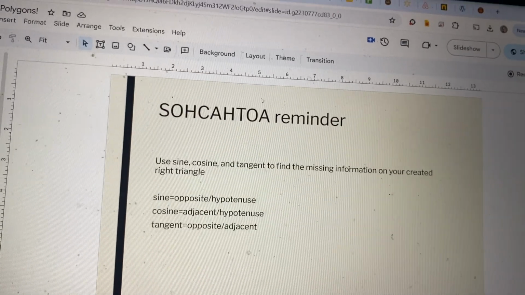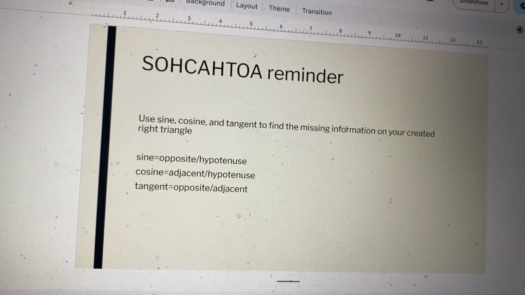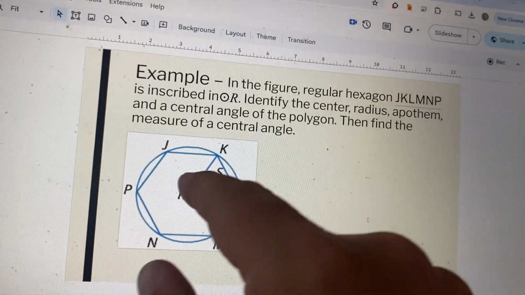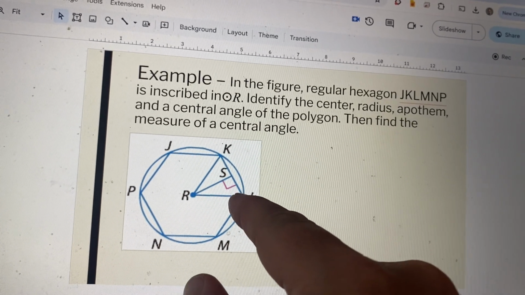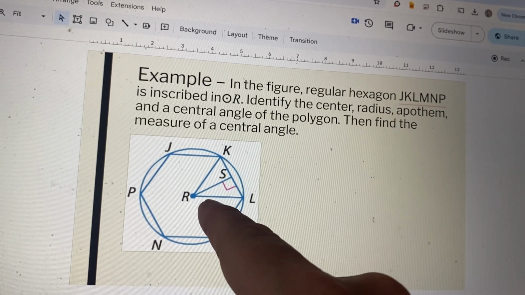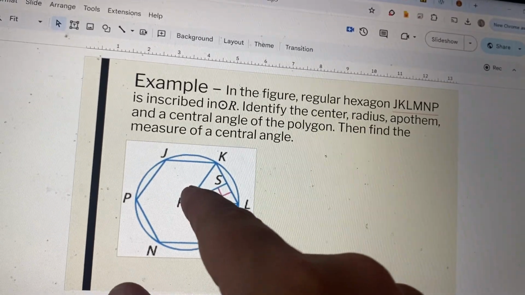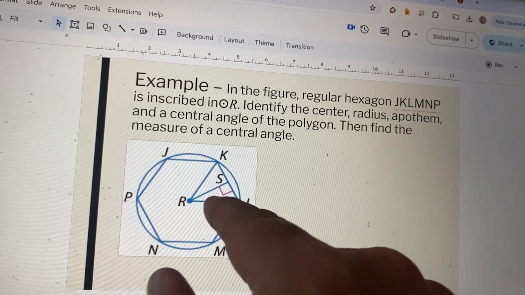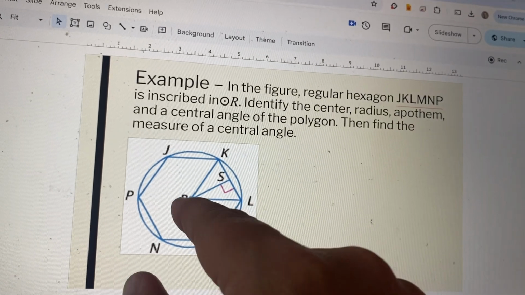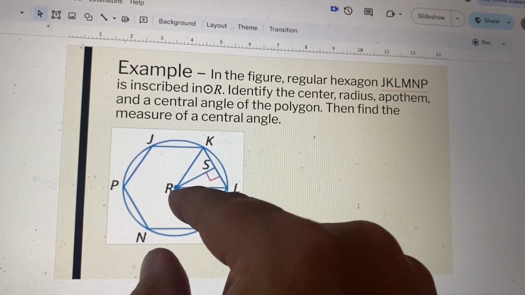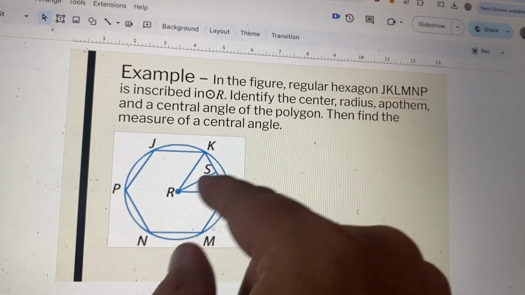Just a reminder on SOHCAHTOA, if you want to use sine, cosine, tangent to find that: sine is the opposite over the hypotenuse. So if we're going here, opposite over hypotenuse, we would not be finding the apothem. But if we know this angle here at L, we could use sine with opposite over hypotenuse. Cosine is the adjacent over the hypotenuse. So if we're using this angle, we would know this radius. So this would be adjacent over hypotenuse there. And then tangent would be opposite over adjacent. So we'd really need this one down here in order to get that RS, that apothem.